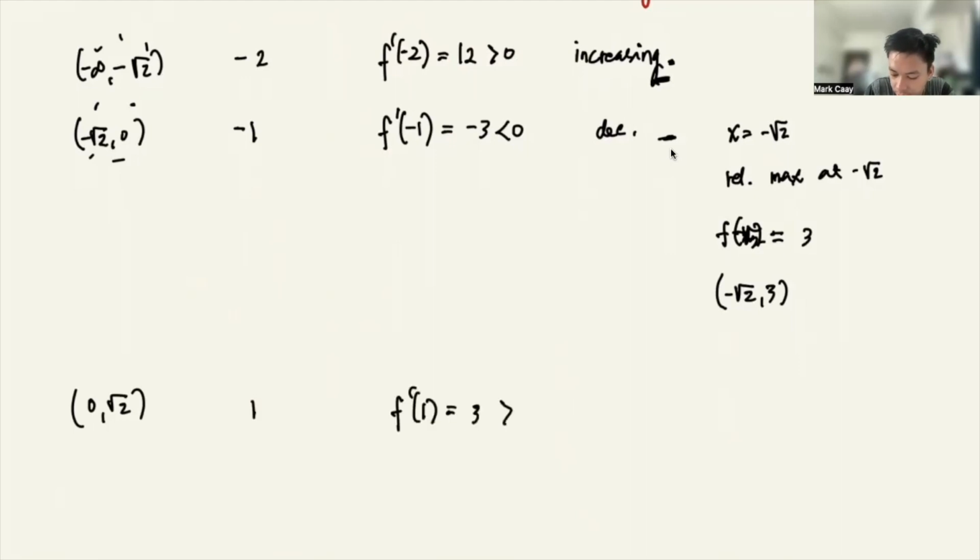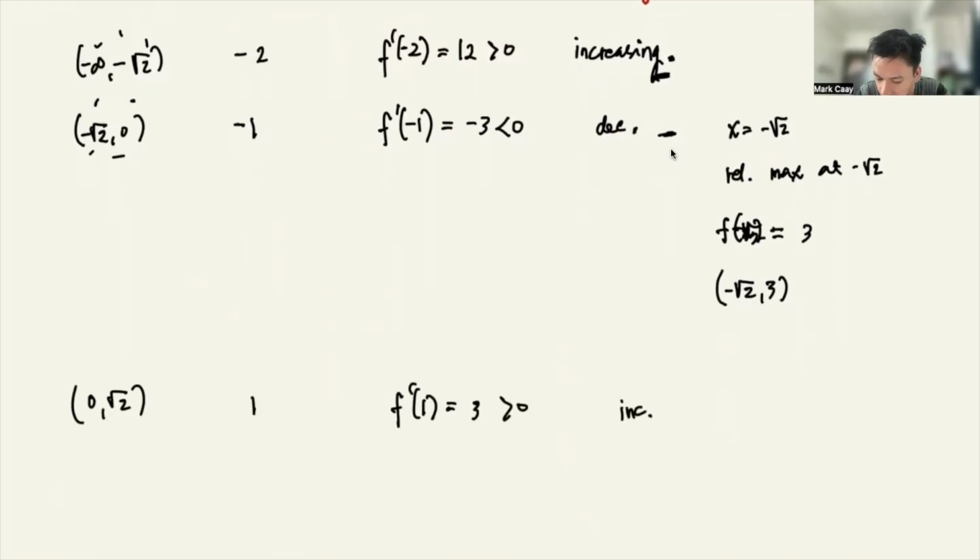So, this is greater than 0, so increasing. So, since it is decreasing here and then becomes increasing, x equals 0 corresponds to a relative minimum at 0. And the value, f of 0, is 0. So, this is the relative minimum point.